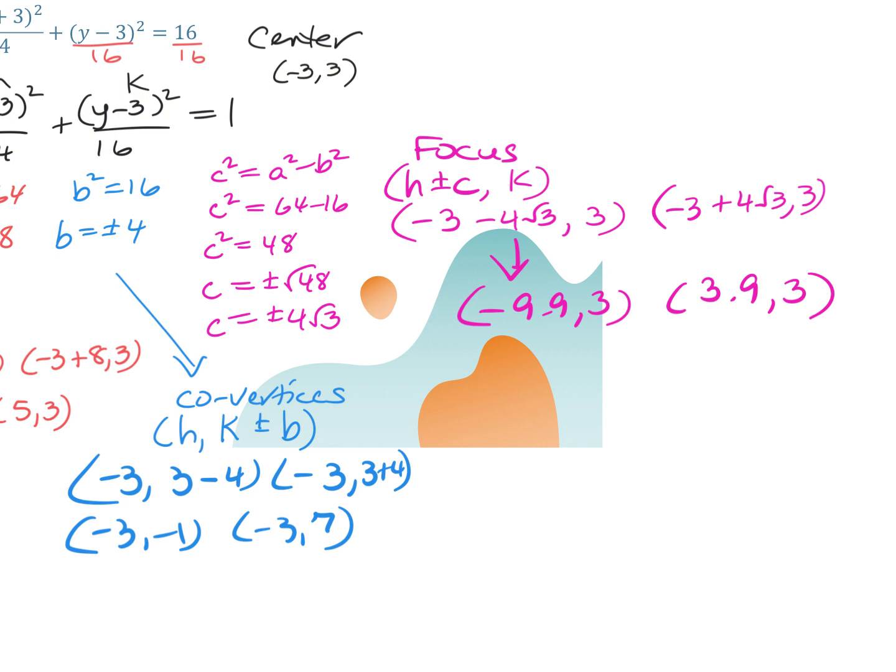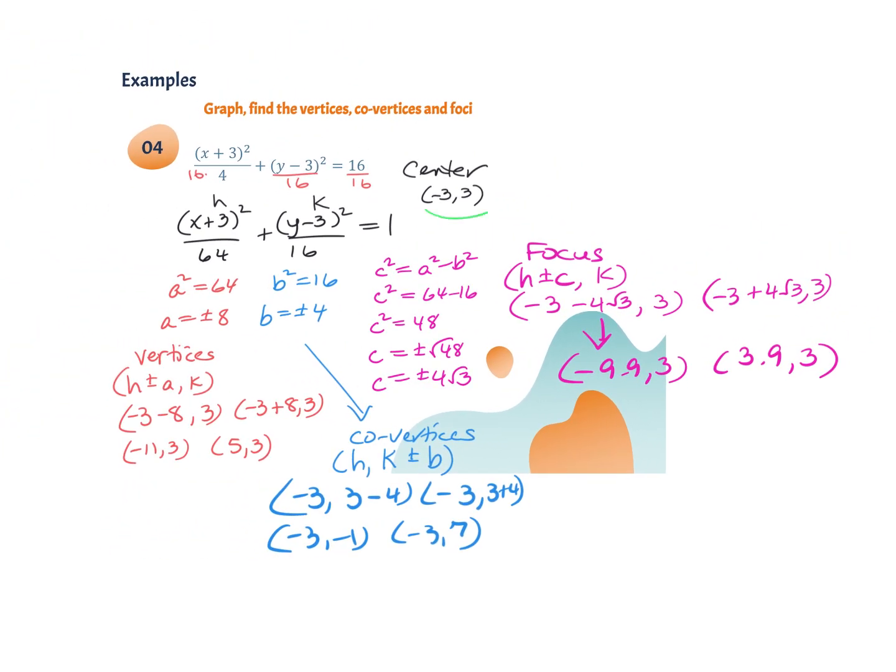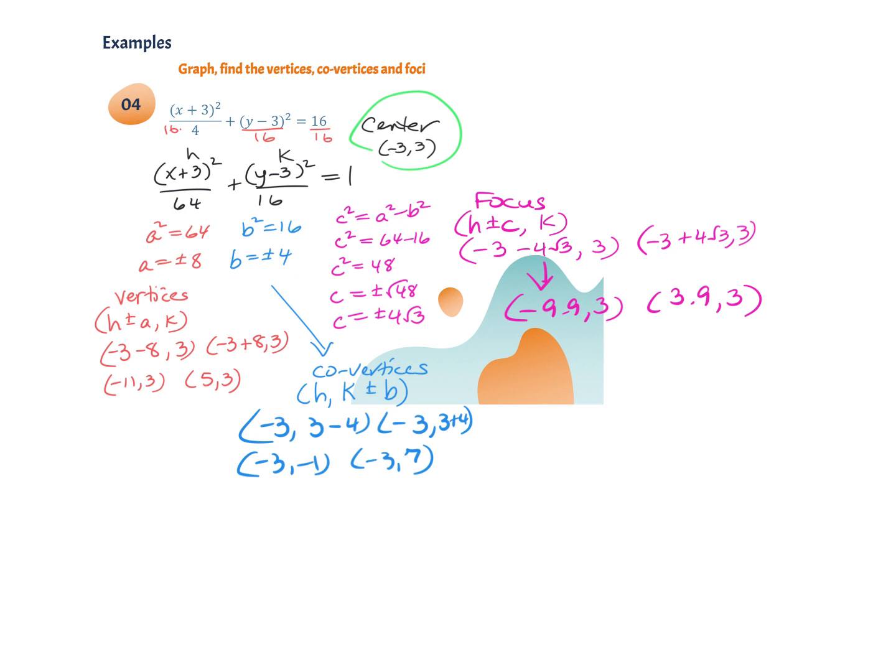So now let me go ahead and get these 7 ordered pairs on the graph: the center, 2 vertices, 2 co-vertices, and the focus points. Let me go ahead and make my graph here. All right, so we have to go all the way over to negative 11. So 1, 2, 3, 4, 5, 6, 7, 8, 9, 10, 11, and then up 1, 2, 3. So I have a vertex at negative 11, positive 3. And then 1, 2, 3, 4, 5, positive 3. These are vertices.